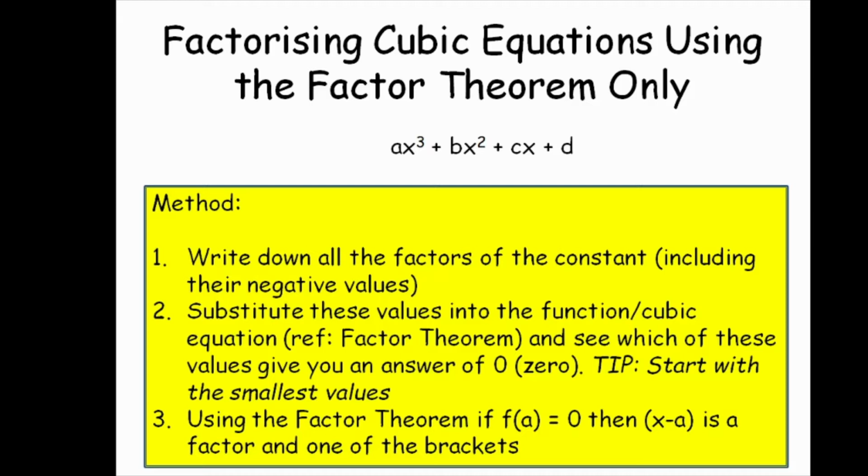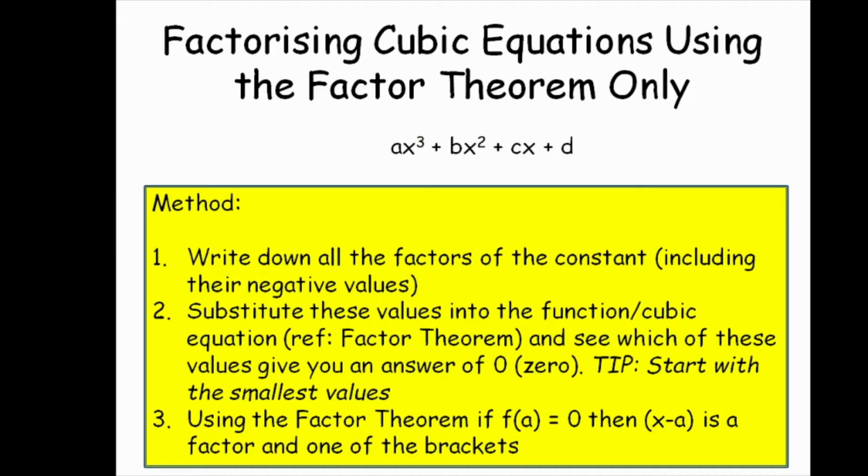Once you've got that list of factors, both positive and negative, the next thing you want to do is substitute these values into the polynomial. What you're going to refer to is the fact theorem. So what you're looking for is which values, when you substitute them into your polynomial, will give you a value of 0. If it gives you a value of 0, then that value is going to be linked to one of the factors.